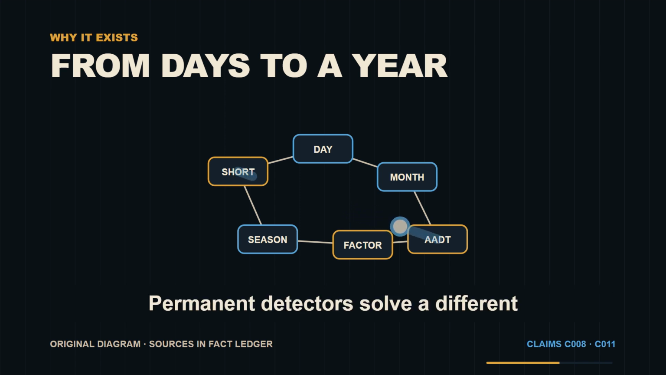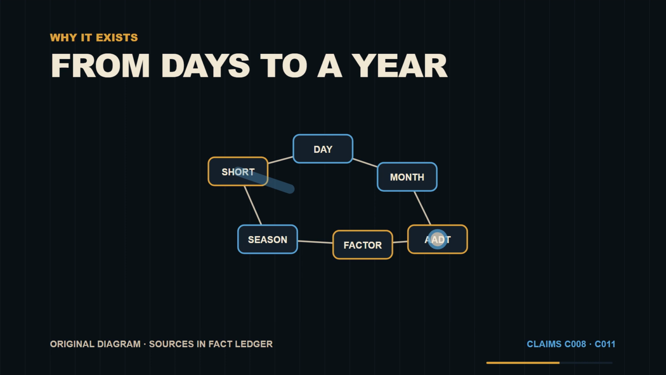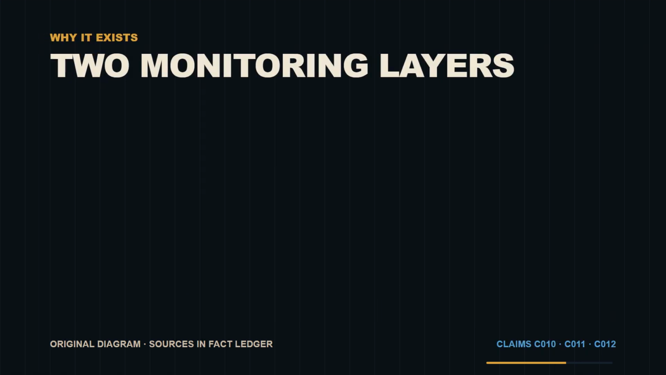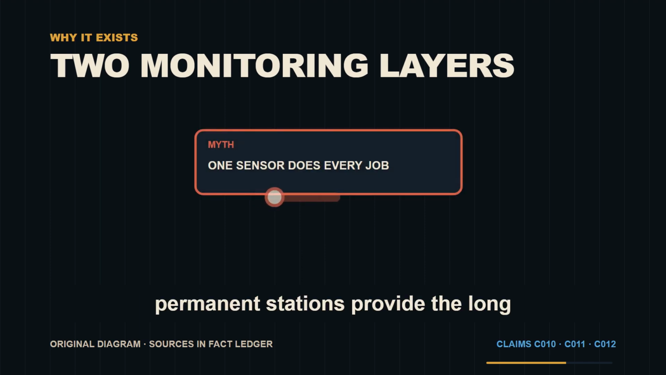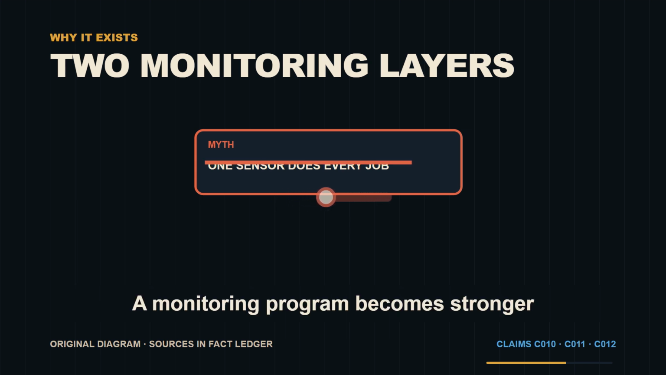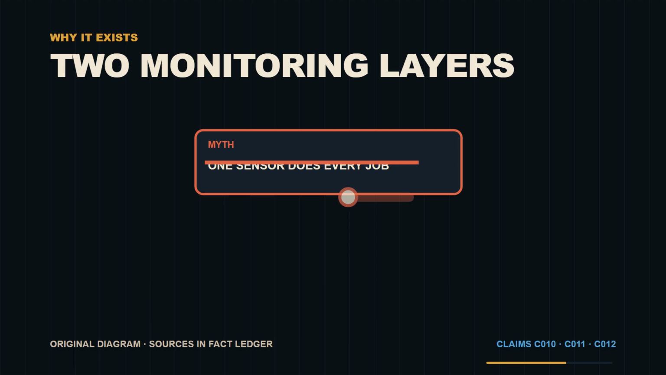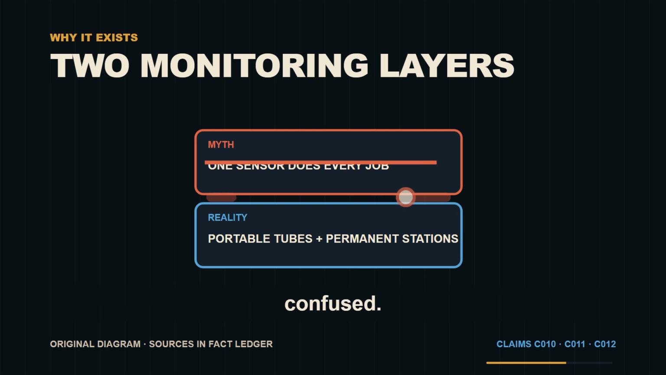Permanent detectors solve a different problem by watching selected sites continuously through embedded loops or other sensors. Portable tubes provide geographic reach. Permanent stations provide the long calendar needed for adjustment. A monitoring program becomes stronger when those two kinds of evidence are combined rather than confused.